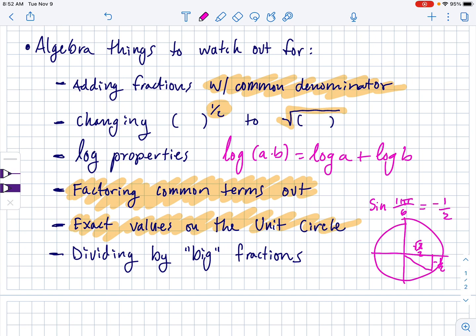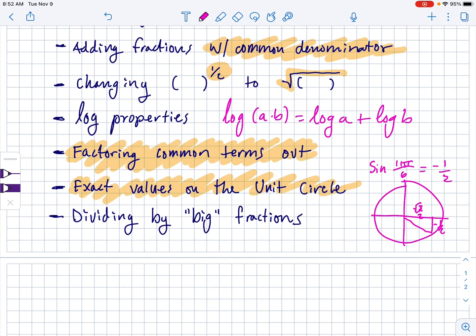Dividing by big fractions. Oh yeah, that's like if you have something over a fraction that you can flip and multiply by the reciprocal of the denominator.